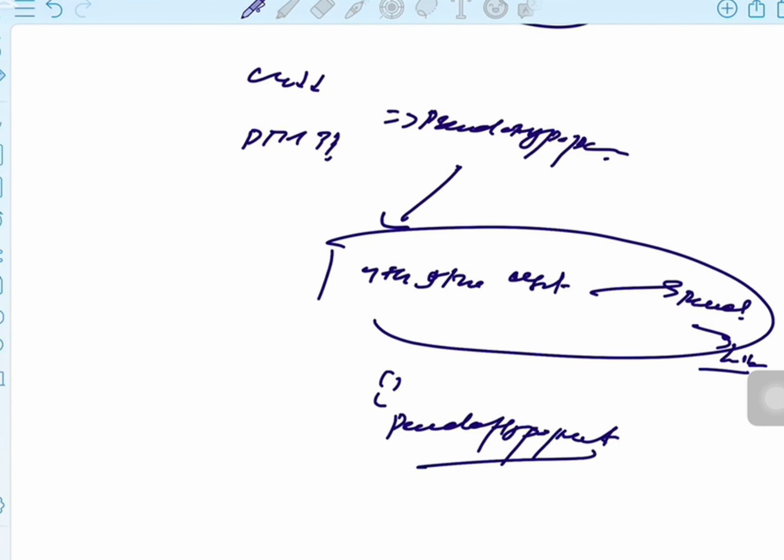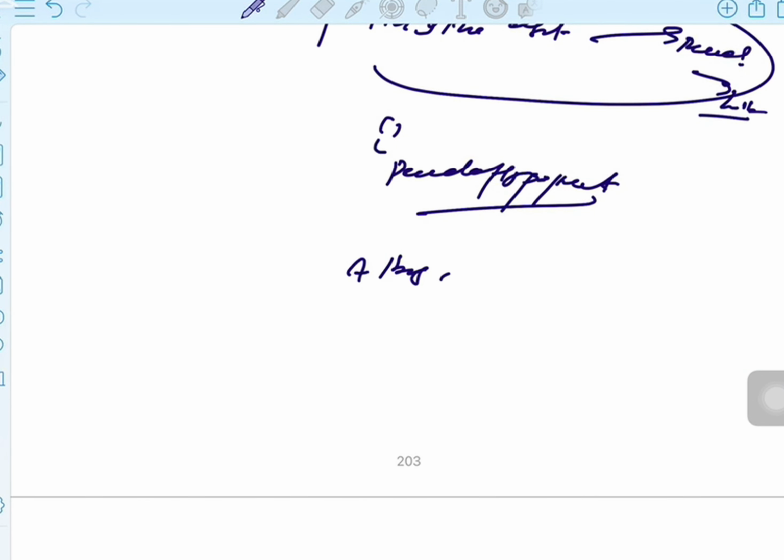And the other name of pseudohypoparathyroidism is Albright syndrome. Okay, Albright, this one.